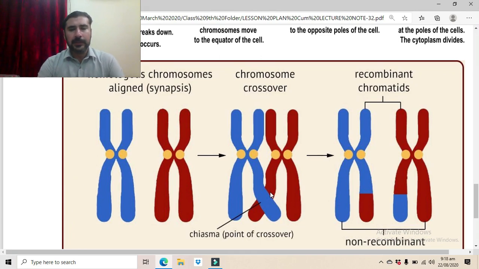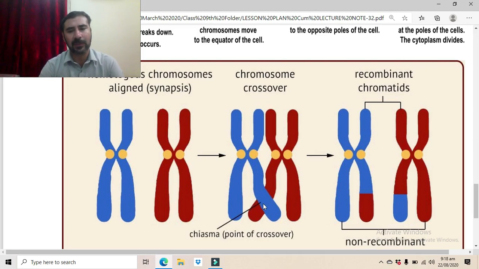Now, the next point is that they will attach with each other at certain points, which is known as chiasma. So this is the chiasma. Chiasma is the point at which the 2 homologous chromosomes make contact with each other. These 2 are homologous chromosomes. They form this pair during the synapsis, and then certain parts of these chromosomes make contact with each other.